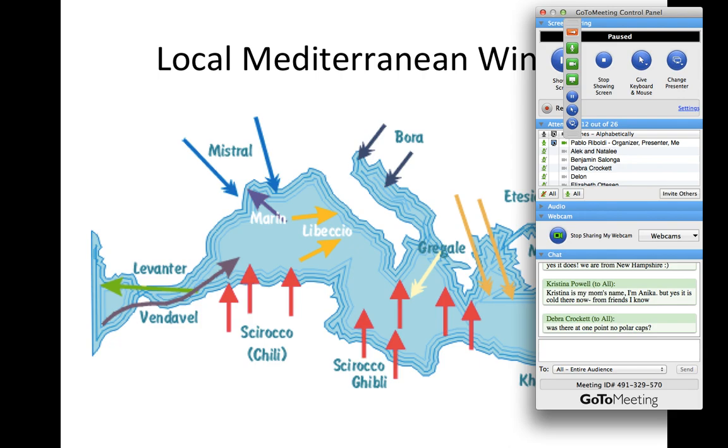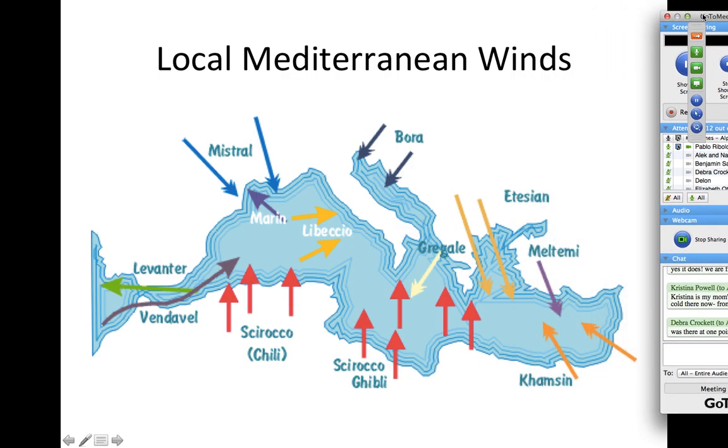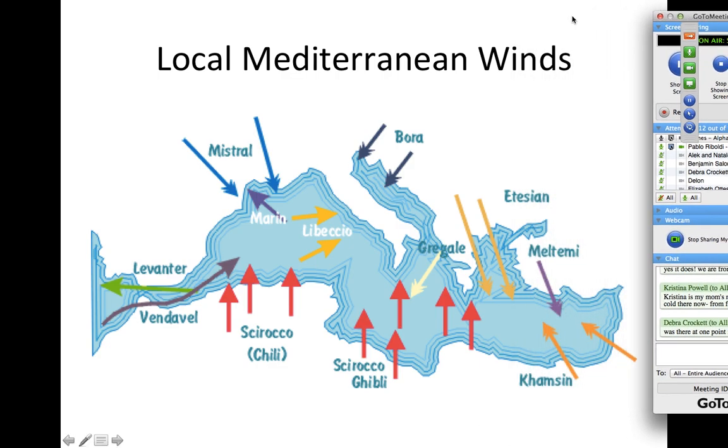Was there at one point no polar caps? I don't know, I'm not sure. Apparently, the polar caps have been there for a long, long time. There is some evidence that in Antarctica there was some time when the continent was not frozen. There is some geological evidence on that. And if it was that way in Antarctica, it was also probably that way in the Arctic, in the North Pole.